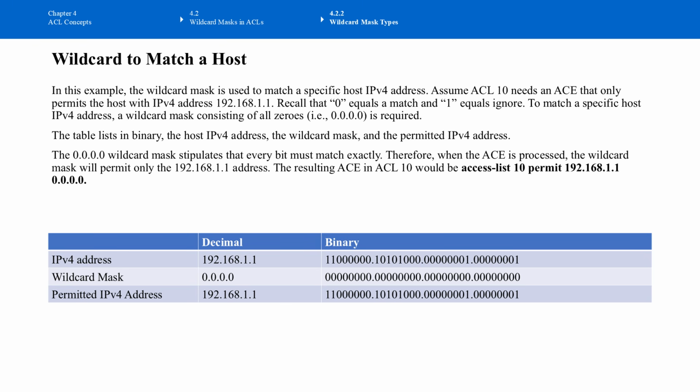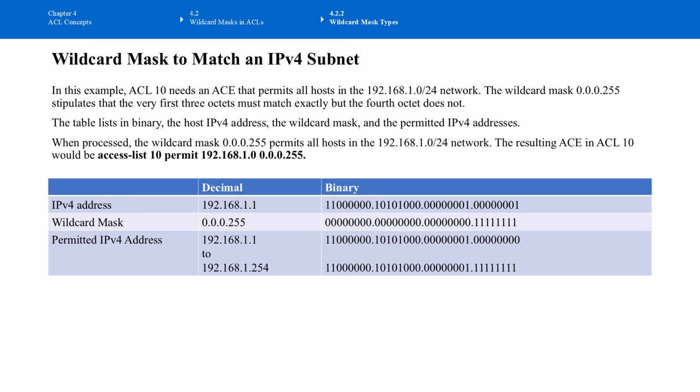The number in blue is the IPv4 address. And the color in orange is the wildcard mask. So all the IPv4 bits need to be matched, so the answer should be the same. So the last row, permitted IPv4 address, we get the same result. Same bits, therefore same decimal. That is 192.168.1.1. Let's take a look at the second example.